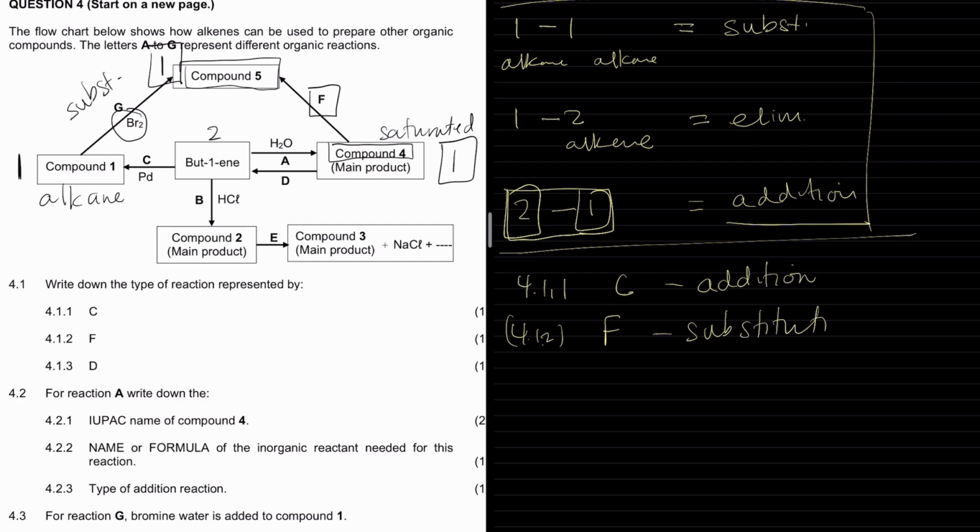So again, I don't even need to know what the products are if I just figure out if it's going to be 2 to 1, 1 to 1, or 1 to 2. 4.1.3, reaction D. Reaction D is going from a 1 to a 2. 1 to a 2 is elimination.